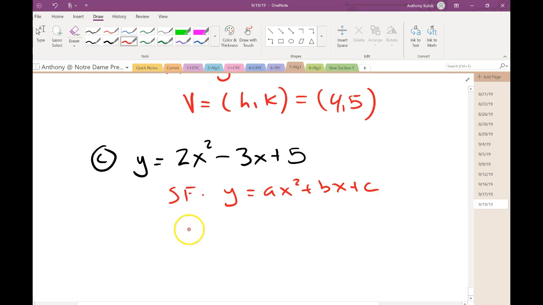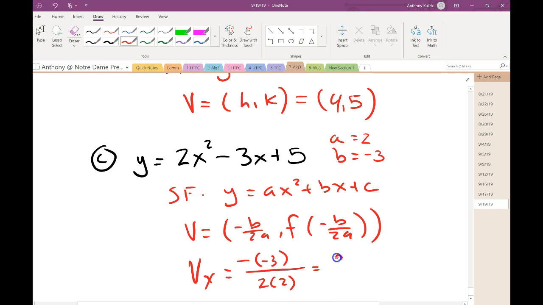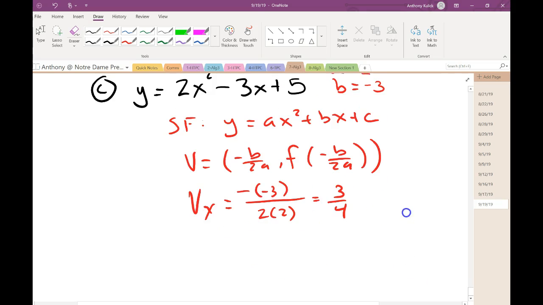So in standard form, my vertex is negative b over 2a, f of negative b over 2a. So first thing I should do is determine my values for a and b. What is my value for a? 2. And what is my value for b? Negative 3. So the x-coordinate of the vertex then is going to be negative of negative 3 over 2 times 2. So that's going to be positive 3/4. Everybody okay there?